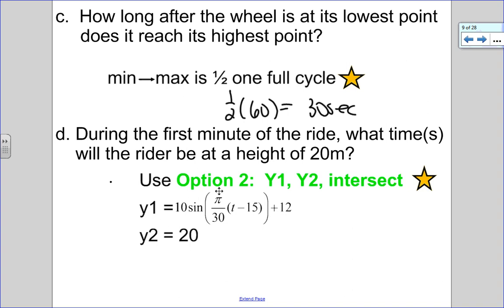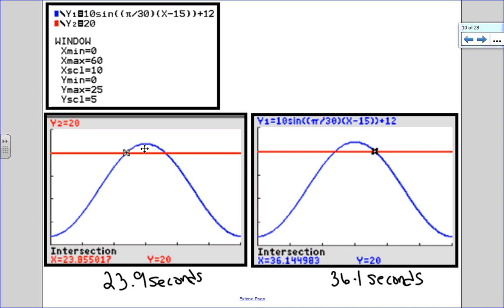So I'm putting my equation into y1, I'm putting that height of 20 into y2, I want to find out where they intersect. So I do that, putting that into my calculator, and you can see I get my first intersection point, 23.9 seconds, and my second point at 36.1.